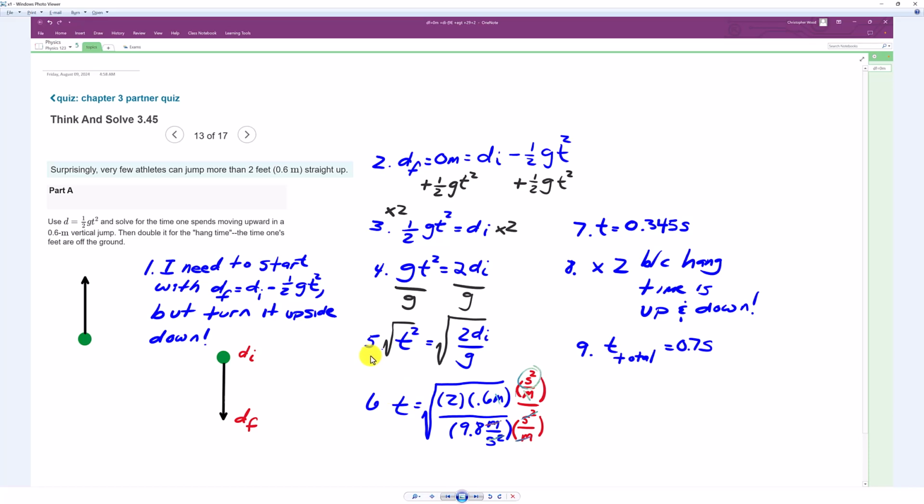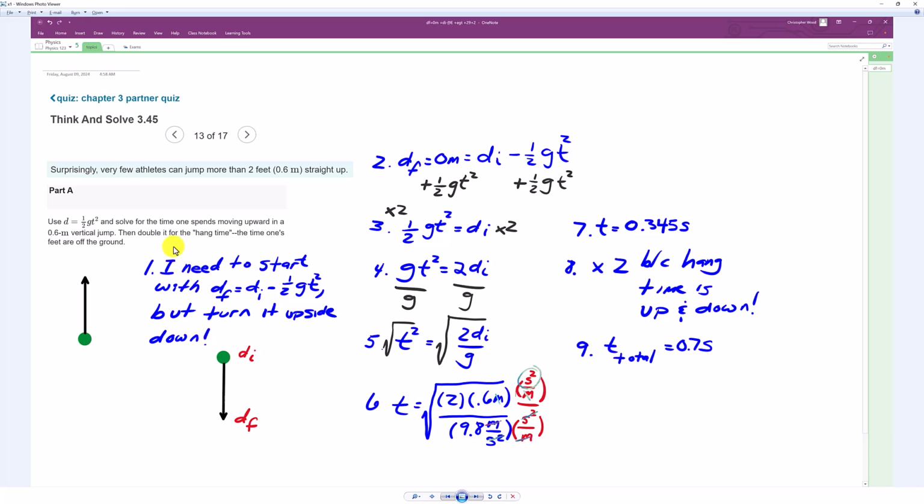So t, whatever I do to the left side, I do to the right side. My left side is now t. My right side is this expression, the square root of 2 times d initial divided by g. And now I'm just plugging in numbers. I'm doing the dimensional analysis. My calculator says t equals 0.345. Dimensional analysis does make me confident. I'm getting the square root of seconds squared, which is seconds. Number 8, I multiply by 2 because, again, what goes up must come down. And my total hang time is 0.7 seconds.